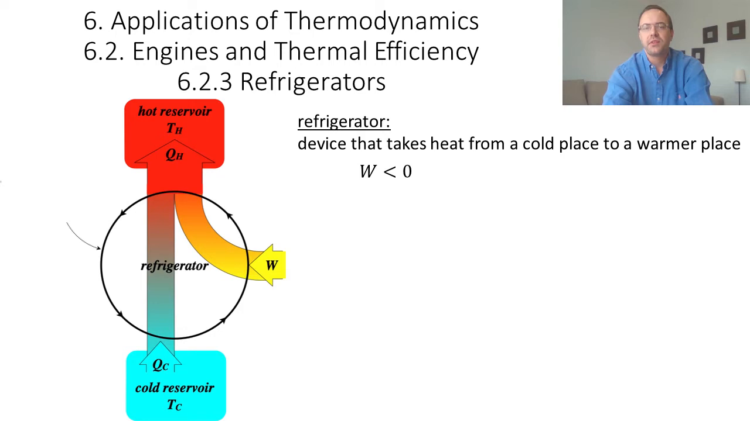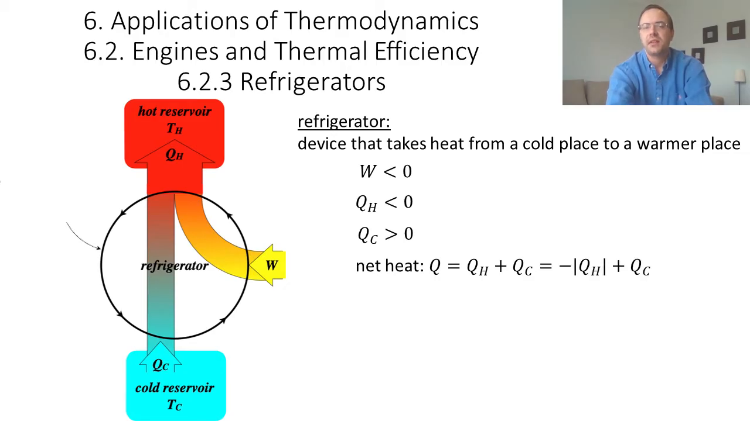We also use the convention that Q is the heat added to the system. So since QH is the heat rejected, then QH is negative, and QC is positive since this is heat that enters the system. So the net heat is QH plus QC, and since QH is negative, I can write that the net heat is minus absolute value of QH plus QC.